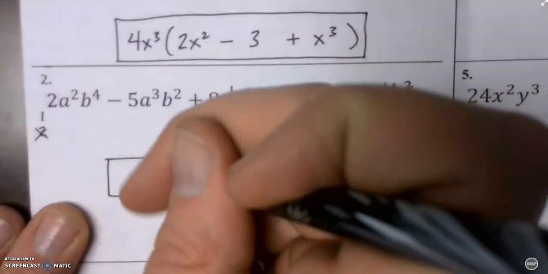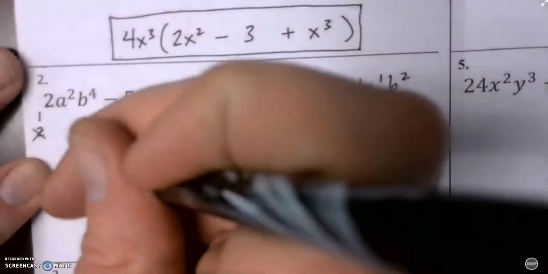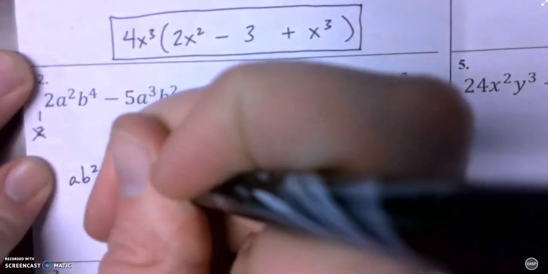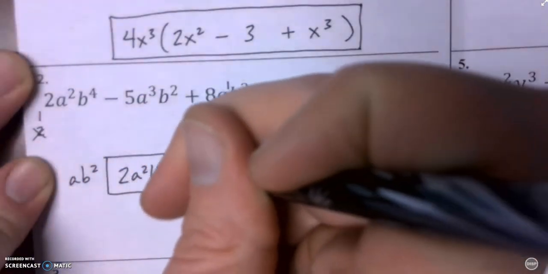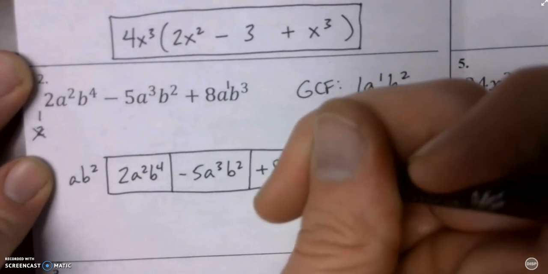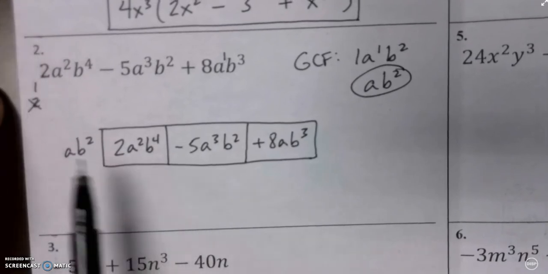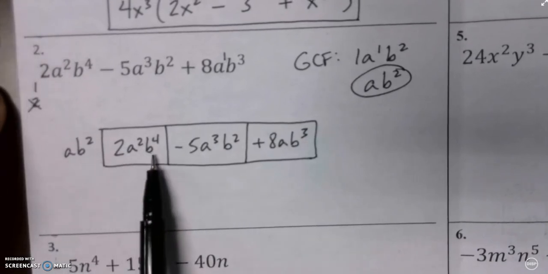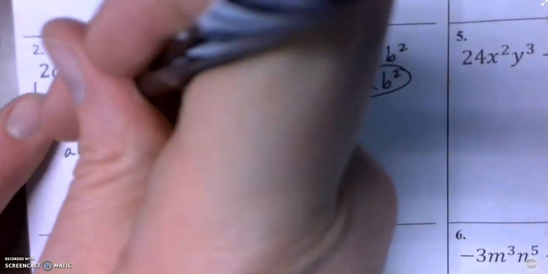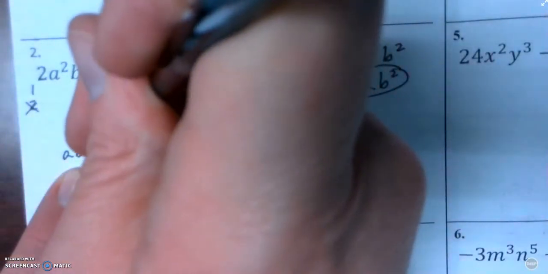And if I now set up my backwards multiplication problem, I'll do it over here this time. ab squared should be my greatest common factor. And I need to figure out what to multiply it by to get 2a squared, b to the fourth, minus 5a cubed, b squared, plus 8ab cubed. So here we go. What can I multiply by a times b squared to get 2a squared, b to the fourth? Well, I need my 2. I've got one of the a's, so I need another a. I've got b squared. I need b to the fourth, so I'll put a b squared here.